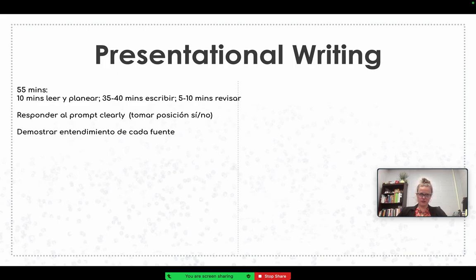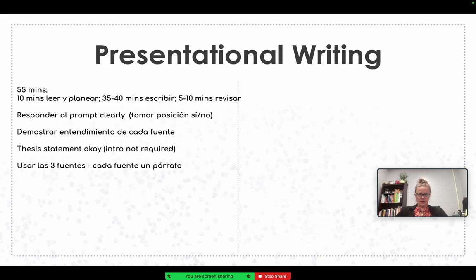Just one thesis statement. Okay, the second most important thing, according to the rubric, is to show that you understood each of the sources. Okay, so demuestra tu entendimiento de fuente 1, 2, y 3. We talked about that. I would say, and the easiest way to structure this is just using each fuente in its own little paragraph. You could combine 2 fuentes in one paragraph as well. But you don't need to have a long introductory paragraph. You just need one thesis statement, and then you can have 2 or 3 body paragraphs with each of the sources. You don't need to quote them.